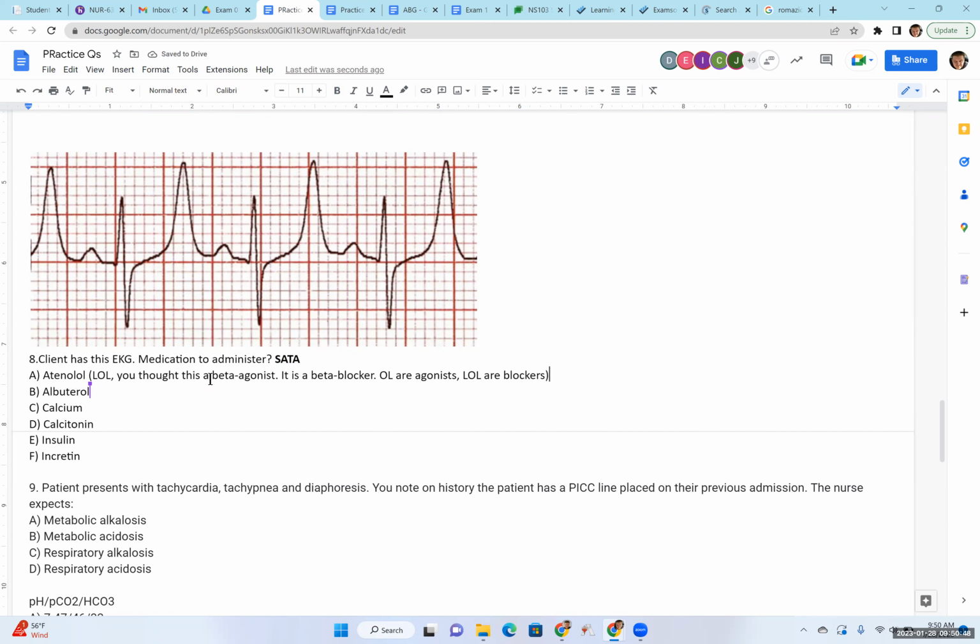So what's the medication you give for hyperkalemia? Beta agonists or beta blockers? Beta agonists, right? Albuterol, there it is. And then calcium. Like, the heart rate is what? 300, 150, more than 100, right? It's rare, but would you give calcium? Yes, right? Calcium is indicated for hyperkalemia.